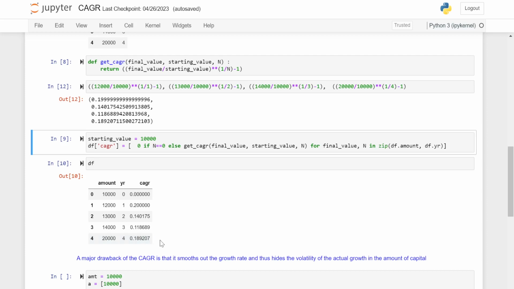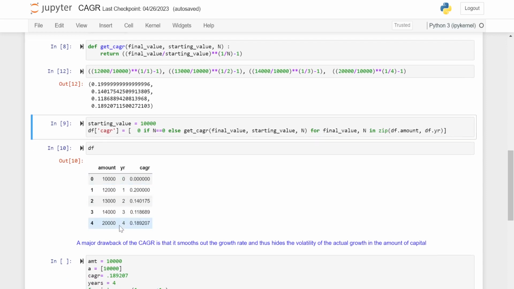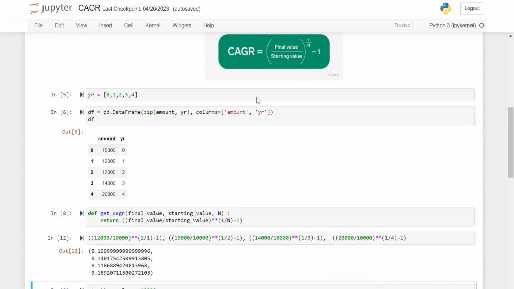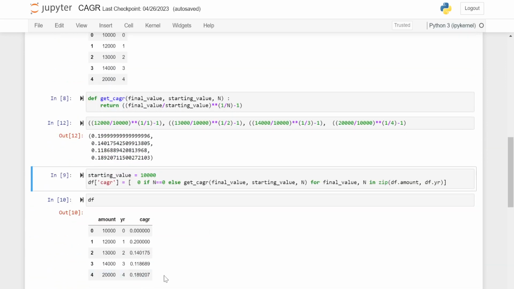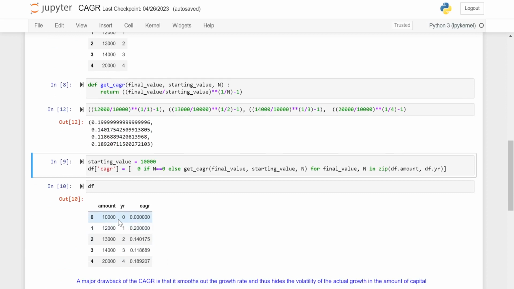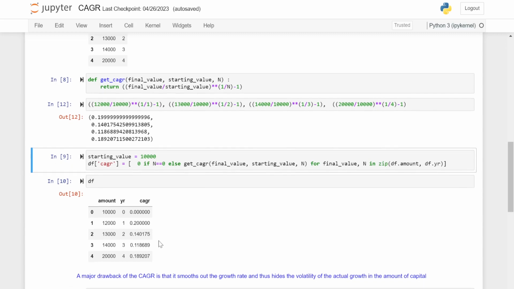But that is not the case. See, the calculation is such that this particular formula has given us 18.92%. But look at this data frame. First year, it increased by 20%. Second year, 10,000 became 13,000. The rate has been 14%. But the key over here is average rate, right? And then when 10,000 has become 14,000, the average rate is 11%. And when 10,000 becomes 20,000, the average is 18.92.